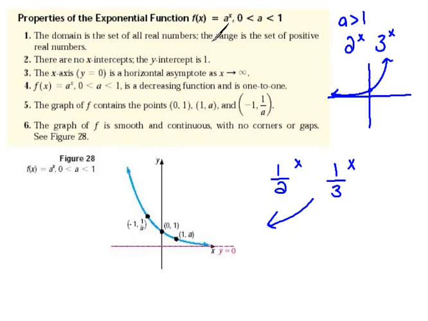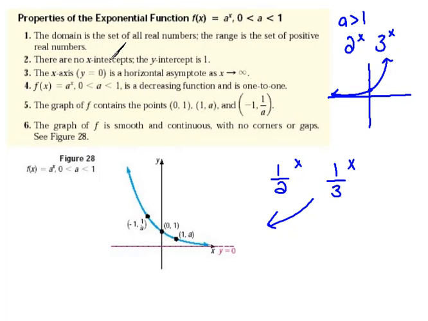The range is the set of positive real numbers. It doesn't matter what the base is. Those are both true always. So we don't have to separate them. We can just say, period. The domain is all real numbers. The range is positive real numbers for all exponentials.